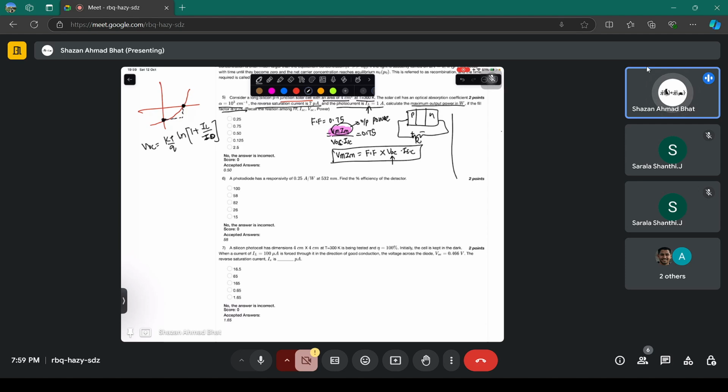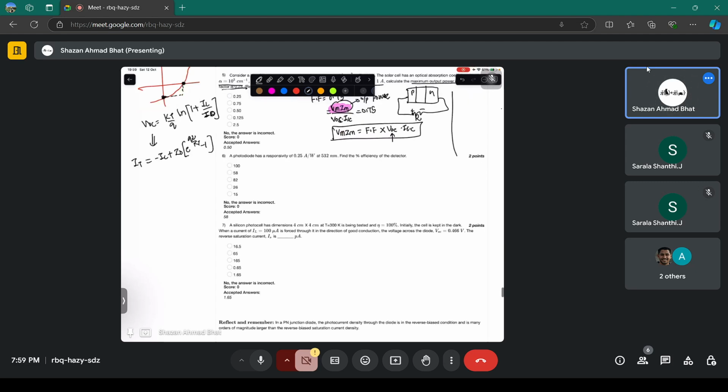This exactly comes from the diode equation. There's no need to remember this. It basically comes from this equation, I naught e to the power qV by kT minus 1. Okay, so you need to find it under open circuit voltage. In open circuit voltage, I total will be equivalent to 0. So you can obtain the voltage from this particular thing. Okay, that is the overall thing.